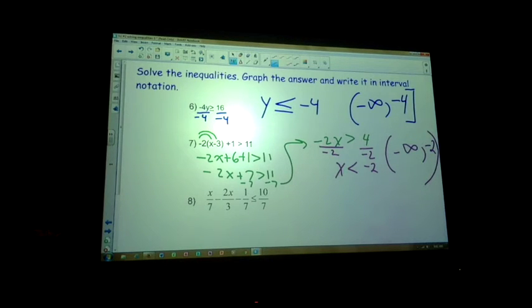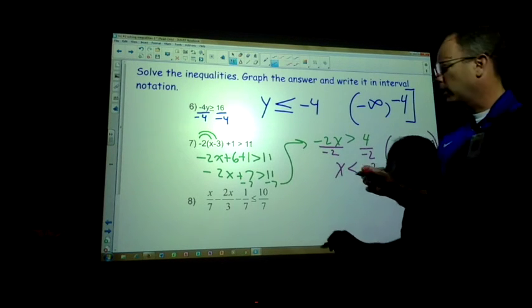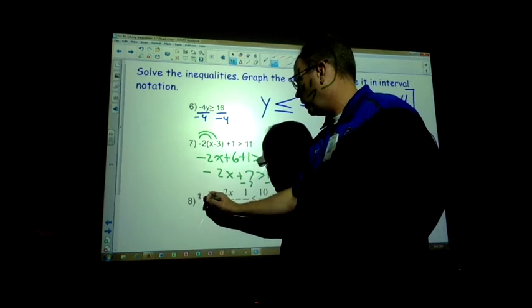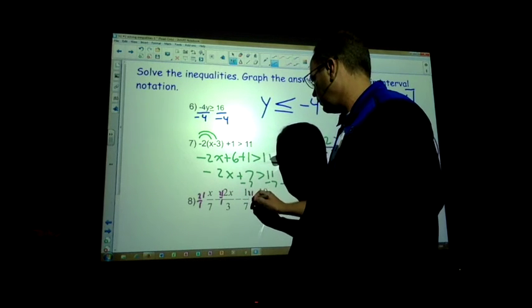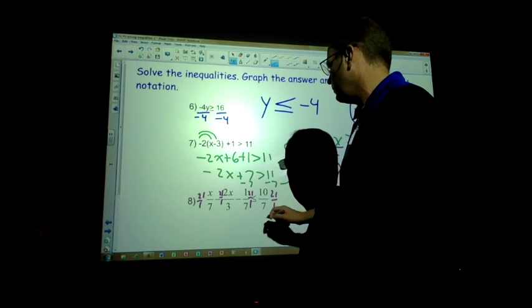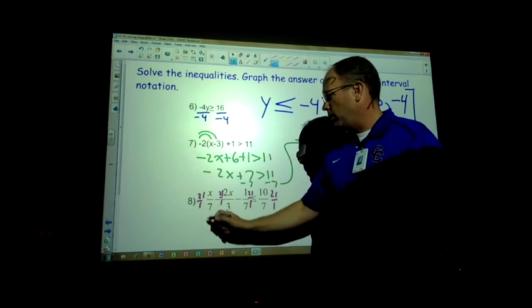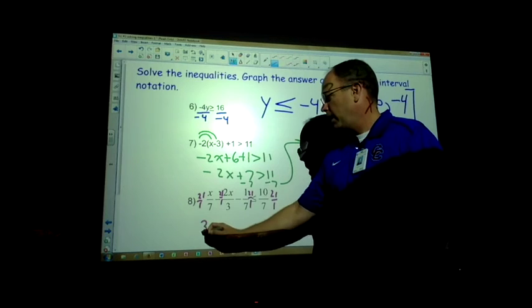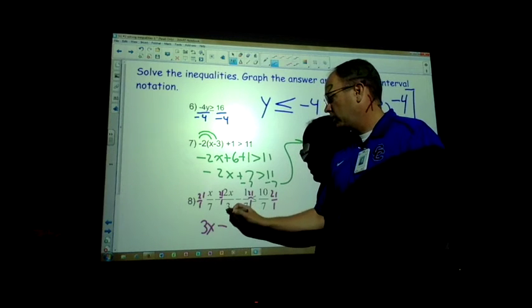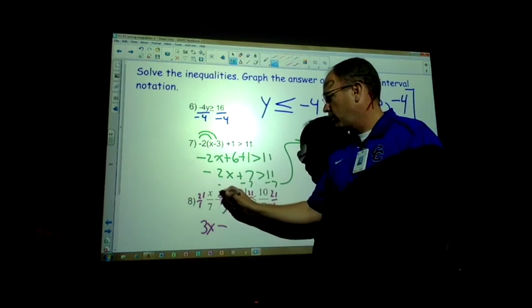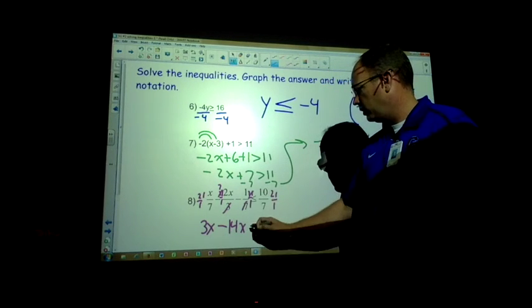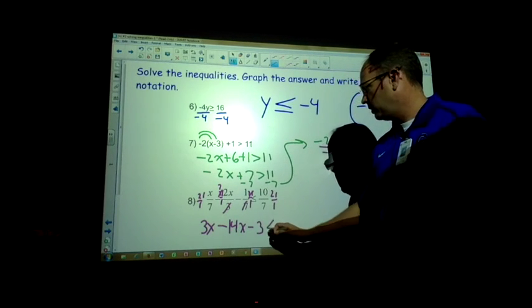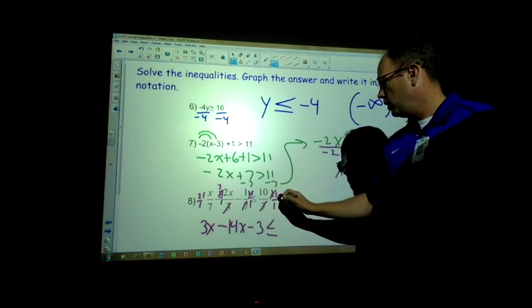All right, x over 7 minus 2x over 3 minus 1 over 7. 21 looks like a really good thing. I have 4 terms up there. I'm going to multiply each term by 21 over 1. So that's going to give me what? 3x minus, that's 14x, good. That's minus 3 is less than or equal to 30.